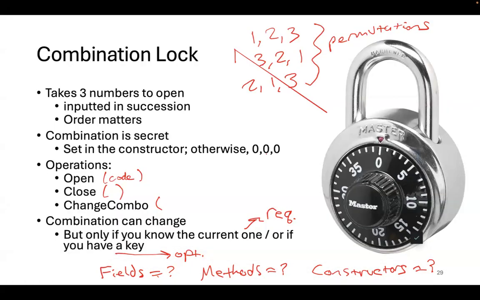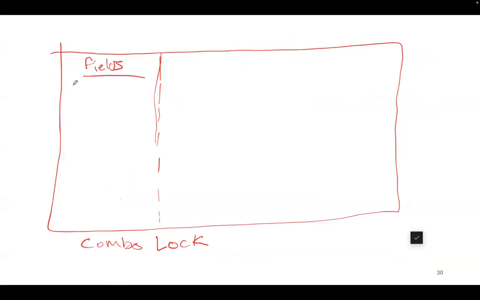Okay, so we've got the code that's somehow an integer, but three of them. This is a part where you are the designers. What are the ways that we could have three integers represented as fields? How do we store that information?